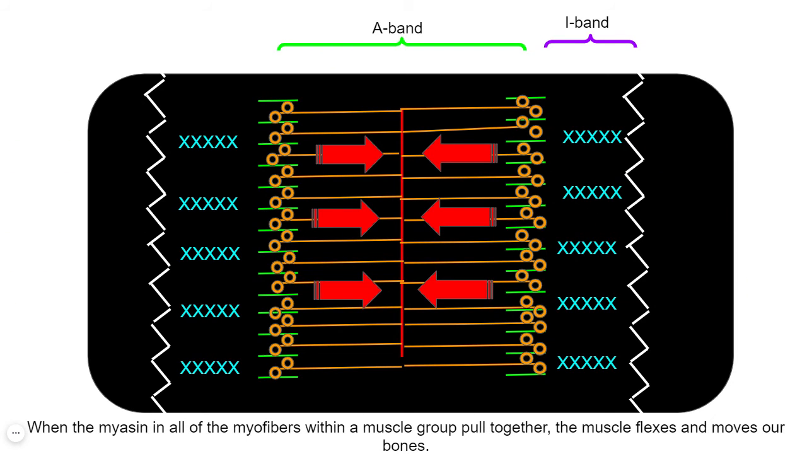Now, when all those myosin and all of the myofibers within a muscle group pull together, the muscle flexes. Now, if you just have a couple of these, like a couple of myofibrils flexing for some reason, the whole muscle isn't going to flex. But when you get all of them flexing together in a muscle group, then you're going to get some movement on whatever structure you're trying to move.